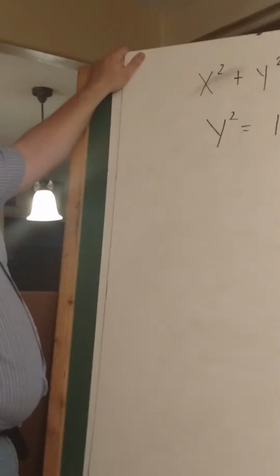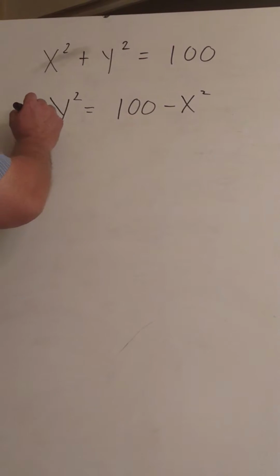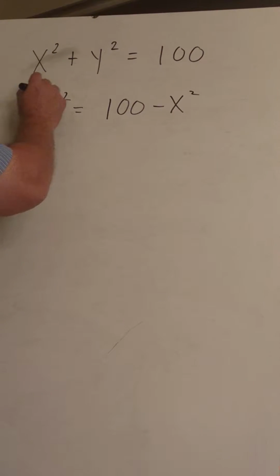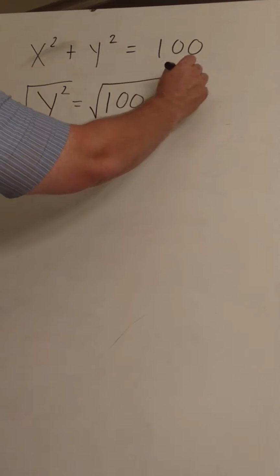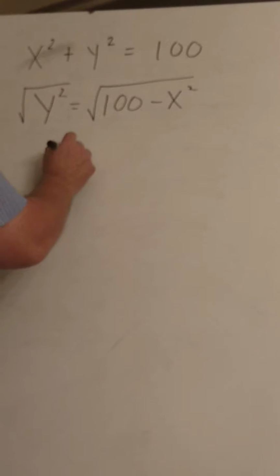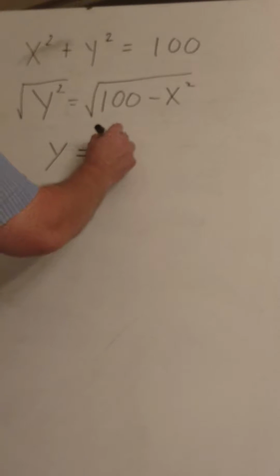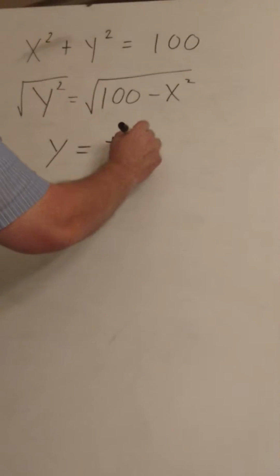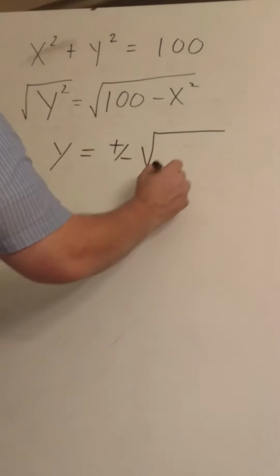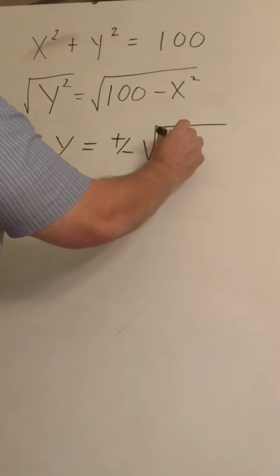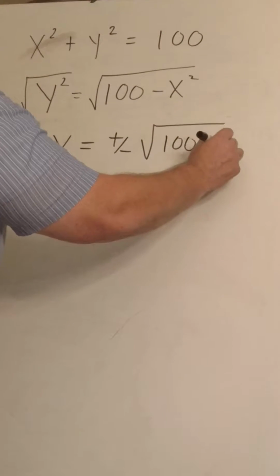Everyone see that? Now I don't want y squared, so I'm going to take the square root of both sides. That gives me y equals plus or minus the square root of 100 minus x squared.